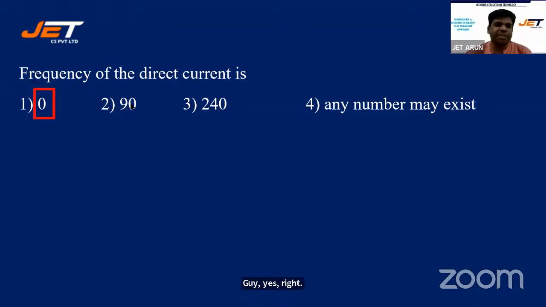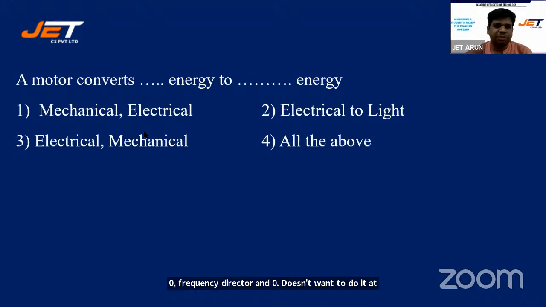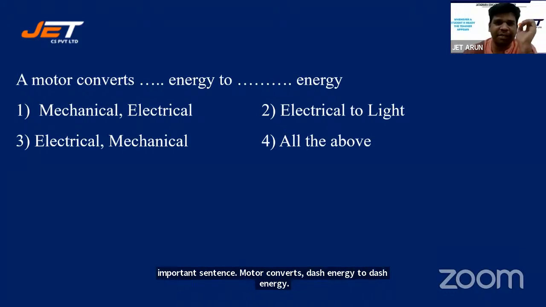Frequency of direct current is 0. It doesn't modulate at all. This sentence we have seen, I told you this is an important sentence. Motor converts dash energy to dash energy. Mechanical to electrical, electrical to light, electrical to mechanical, all the above.